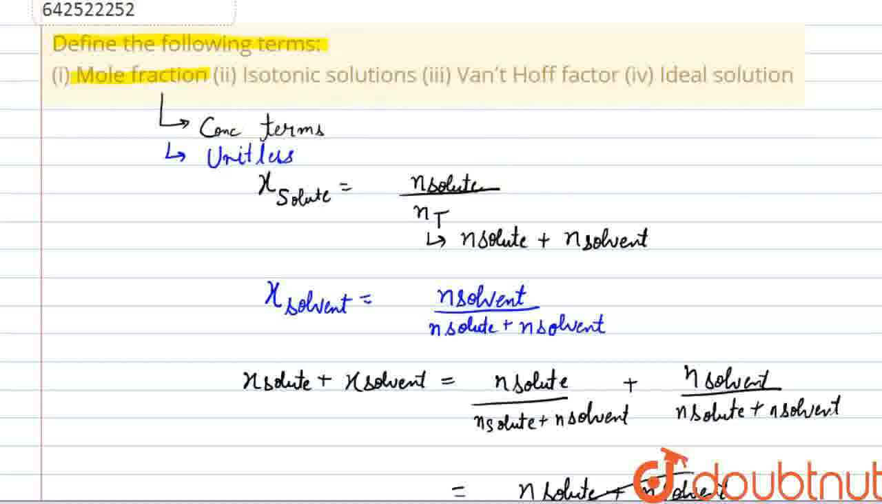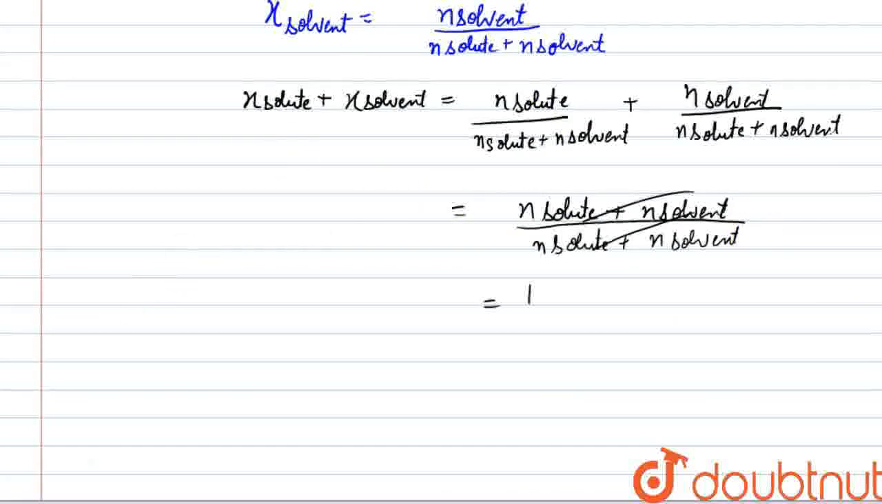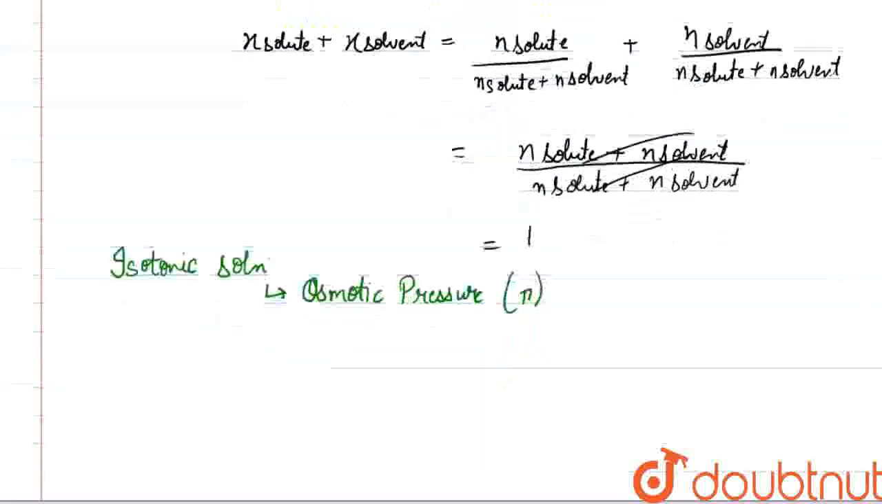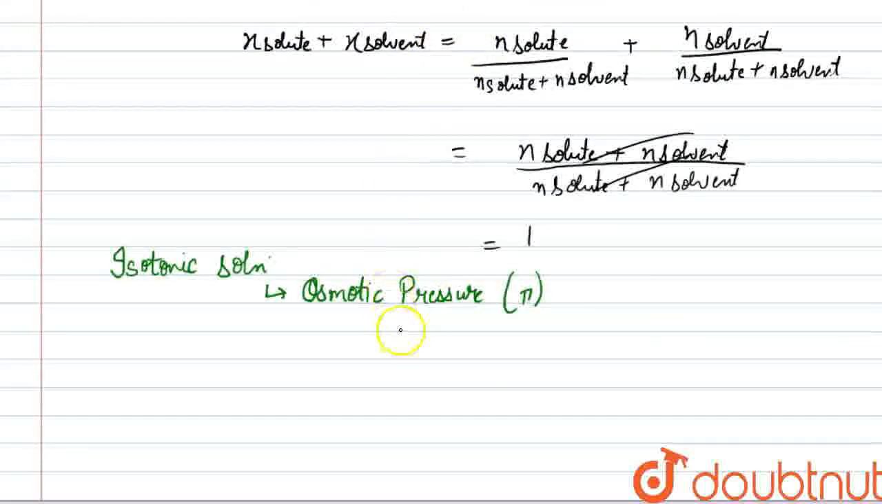Now we have the second term, that is isotonic solutions. This isotonic solution basically depends on one colligative property, that is osmotic pressure. Osmotic pressure is written as pi. The symbol is pi. Now this is one of the colligative properties. Colligative properties are the properties that depend on the number of moles. So isotonic solution is in reference to the osmotic pressure.